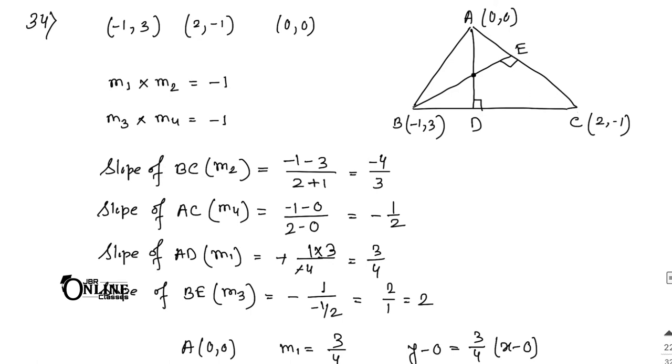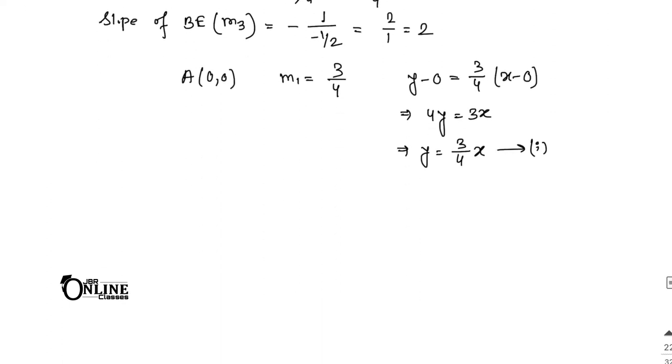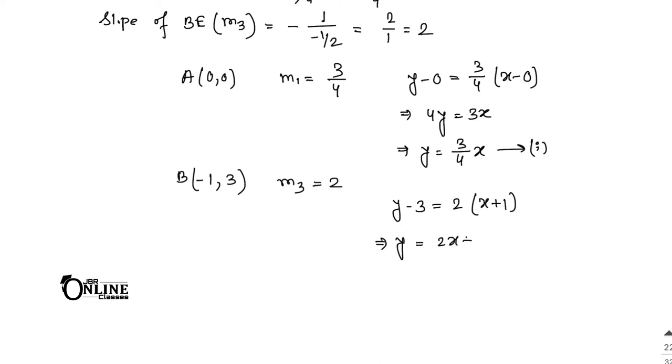Now next, BE. The equation of BE passes through the point B, (-1, 3), and the slope of BE equals 2. That means y minus 3 equals 2 times (x plus 1). So you can write this as y equals 2x plus 2 plus 3, that means y equals 2x plus 5. That is equation number 2.